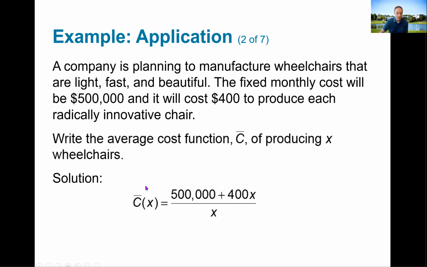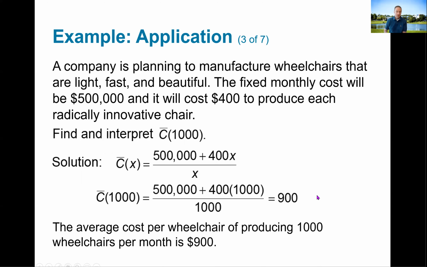That's what this is doing. So it's saying the average cost function is nothing more than your cost function divided by X. So it's going to be the cost of X wheelchairs, and then divided by X to get the average cost per wheelchair. Gorgeous.